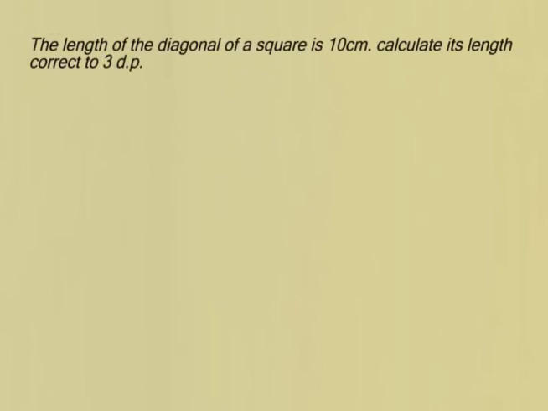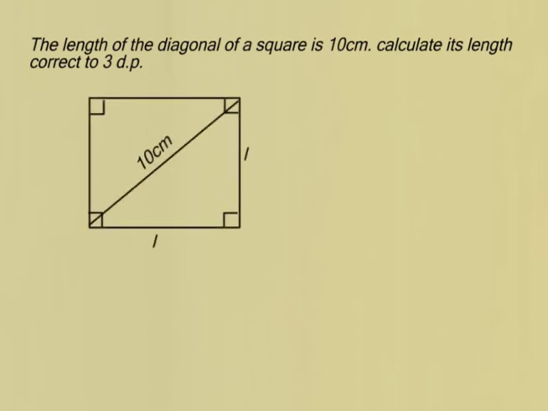Second and last example, the length of the diagonal of a square is 10 centimeters. Calculate the length of the sides to 3 decimal places. Now, this is a square, all sides are equal. 2 sides and the diagonal will form a right angled triangle, and so L squared plus L squared is equal to 10 squared. 2L squared is equal to 100, L squared is equal to 50, and L is equal to 7.071 centimeters.